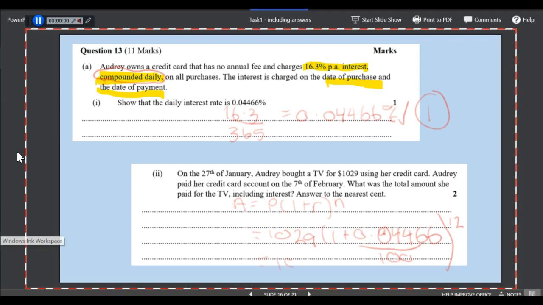And the answer is $1,034.53. You got 1 mark if you used simple interest, 1 mark if you did the compound interest formula but with the wrong date, or 1 mark if you did the compound interest formula without dividing by 100. I think you got 1,700 as the answer.